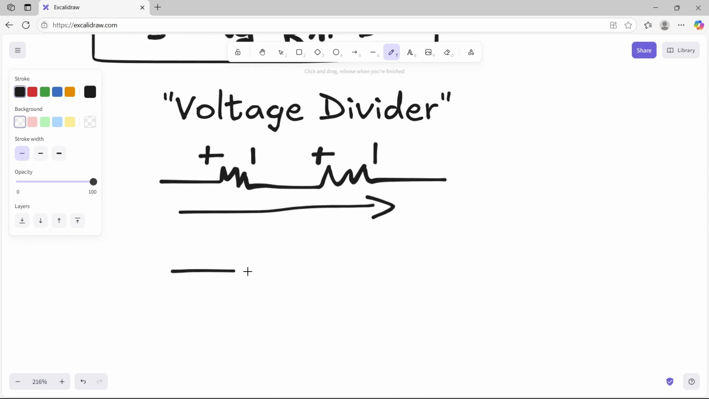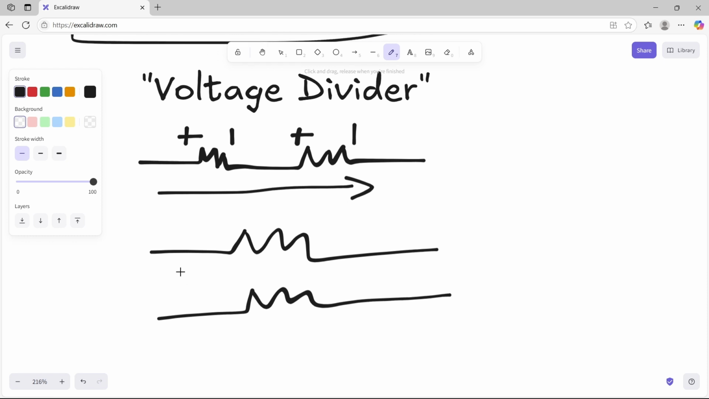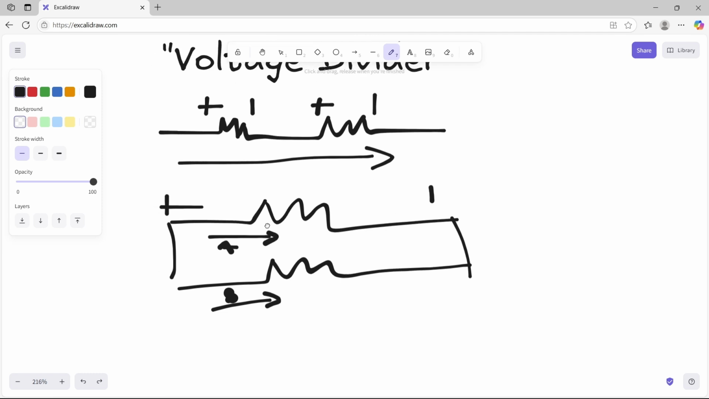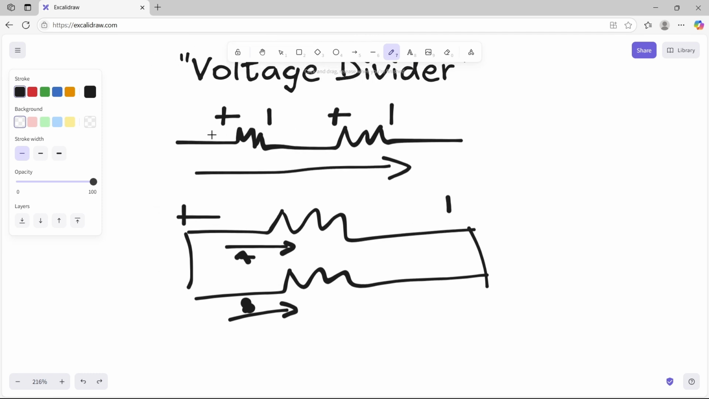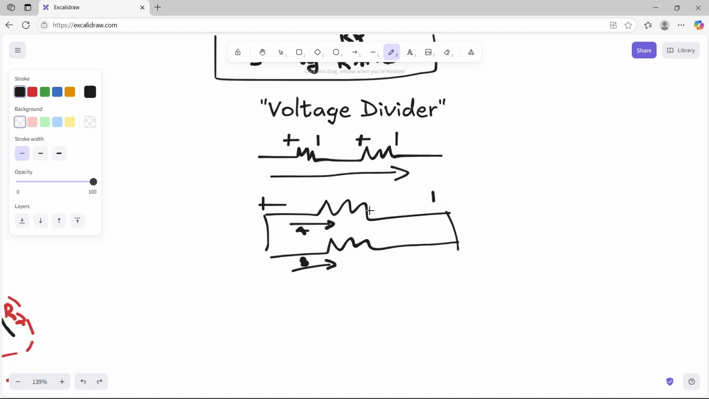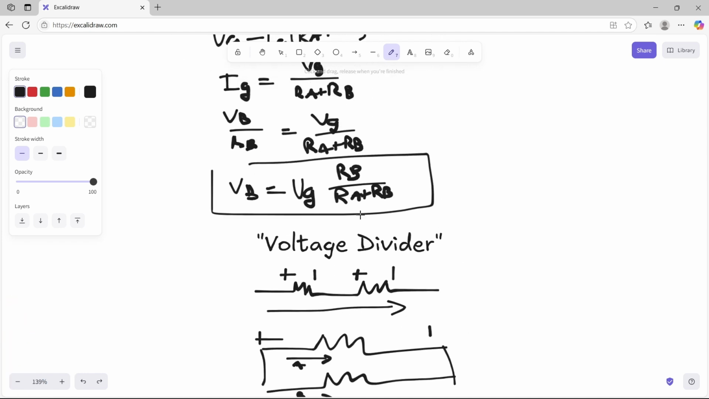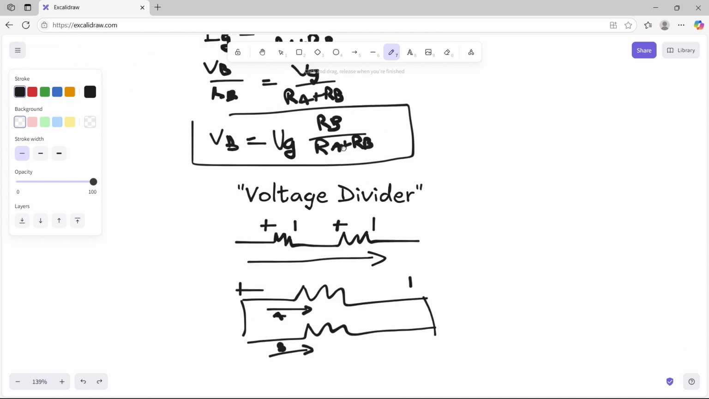Whereas if they're in parallel, they would have different currents passing through, but they would have the same voltage across them. So it's this understanding between series and parallel that becomes vitally important for understanding some circuit analysis.